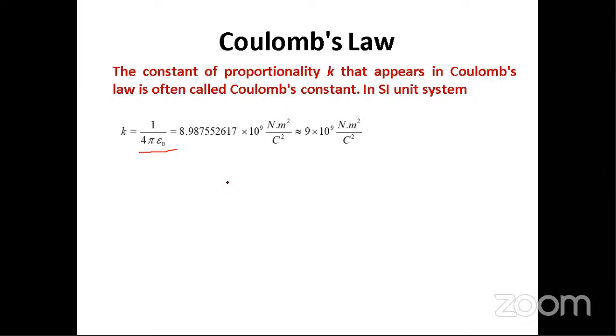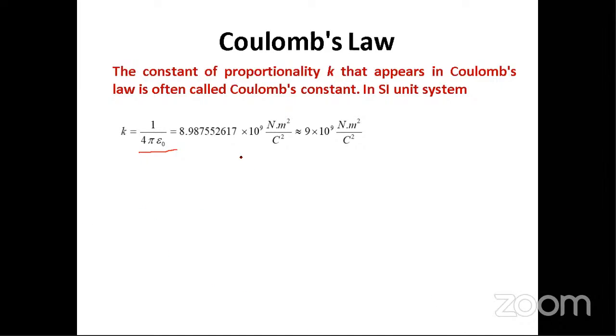One of you says that the value is 4 pi into 10 to the power minus 7. This is also a well-known constant. What is it called? Mu 0, the permeability of free space.